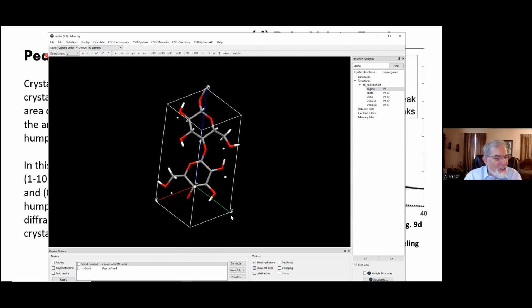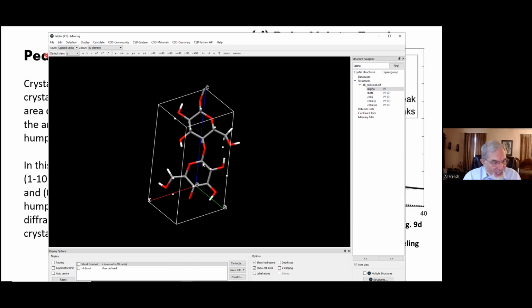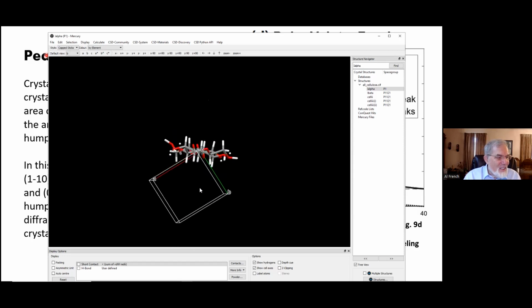So you can put your thumb along the A-axis, your index finger along the B, and your middle finger along the C, and it gets pretty awkward, but you can make sure that you're conforming to the right-handed rule. Okay, so another thing that we could do with that, here's the unit cell and a molecule.